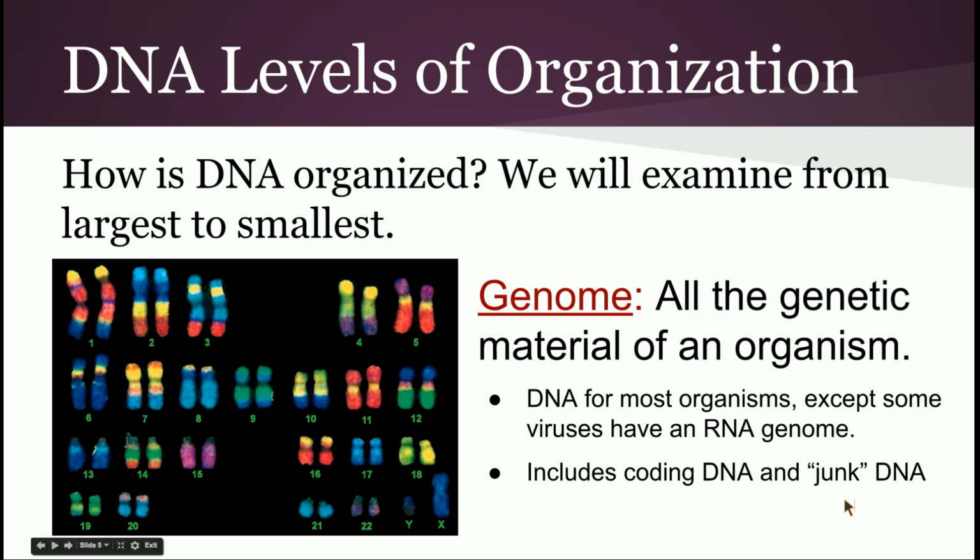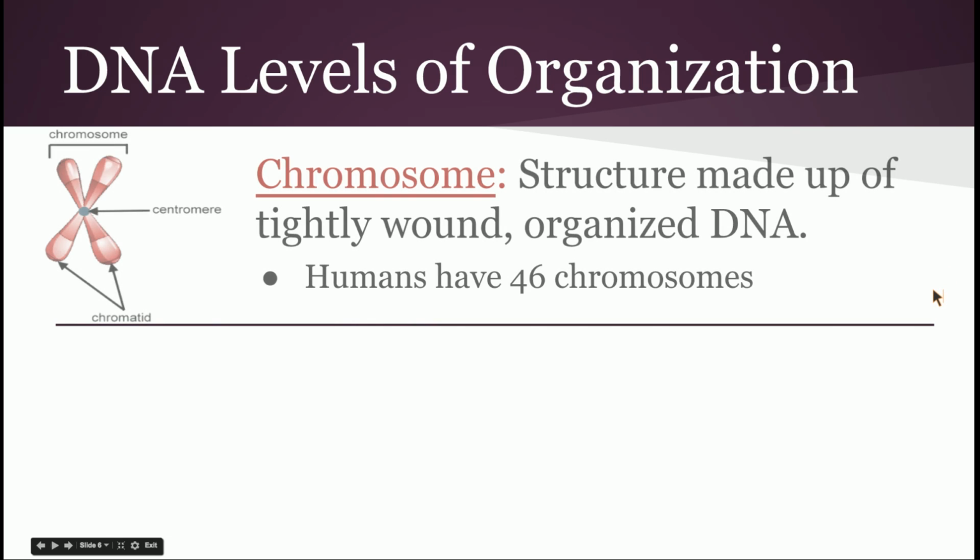They don't have directions. Some of it can be leftover DNA. Some of it can be viruses that had invaded and stuck themselves in your genome a very long time ago. There's a lot of stuff in there that's not used. So your genome is made up of chromosomes. Chromosomes, here's a replicated one with its two sister chromatids, are structures of tightly wound and organized DNA. Humans have a total of 46 chromosomes, which come in 23 pairs, one from mom, one from dad.